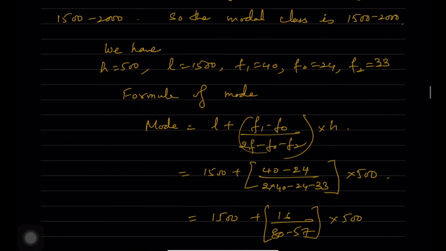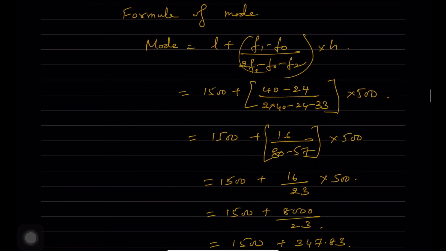So here you're having h is equal to 500, L is equal to 1500, F1 is 40, F0 is 24 and F2 is 33. Formula of mode is equal to L plus (F1 minus F0) by (2F1 minus F0 minus F2) into H. So 1500 plus (40 minus 24) by (2 into 40 minus 24 minus 33) into 500.